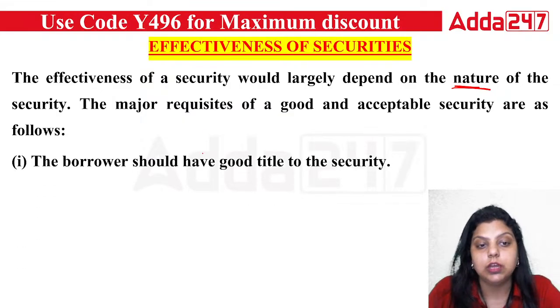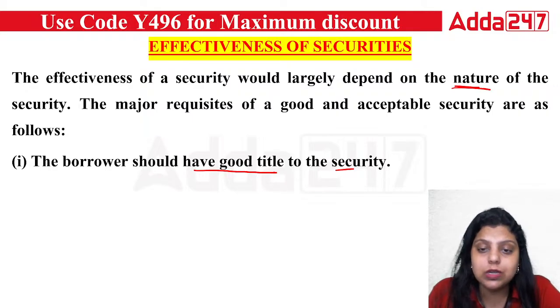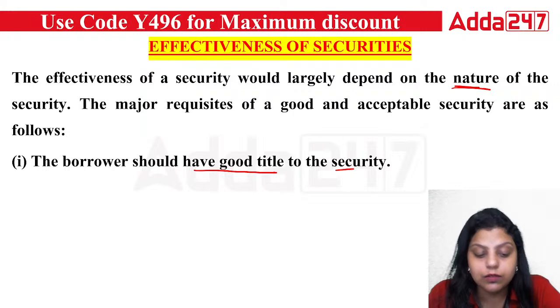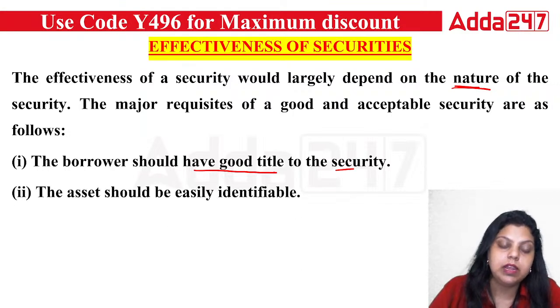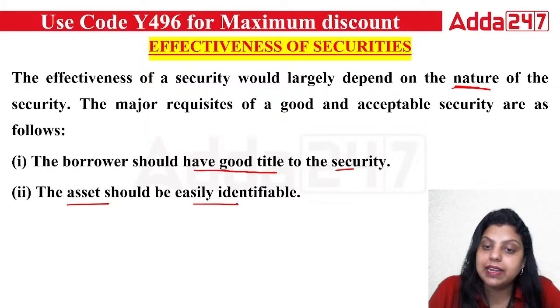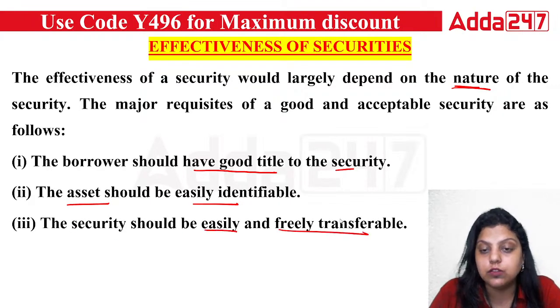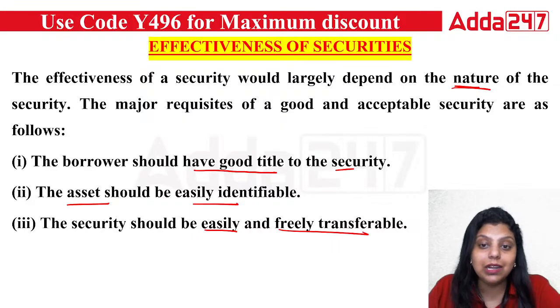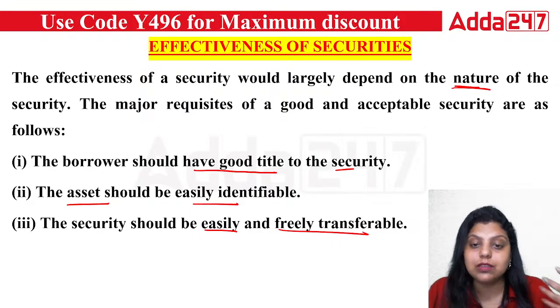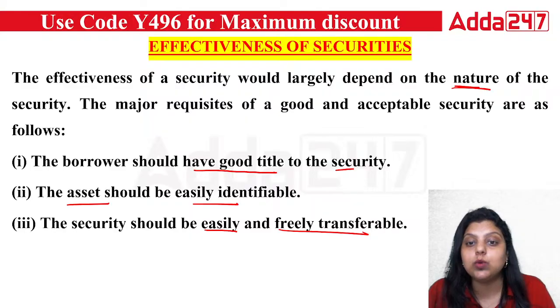First, the borrower should have good title to the security. If any goods the borrower is giving as a security, definitely the borrower should have the title of that security. It has to be there. Next, the asset should be easily identifiable to the bank, and it should be easily used. So the security should be easily and freely transferable. The bank should not take such kind of security or collateral which is not easy to transfer, which is not easy to convert into cash.